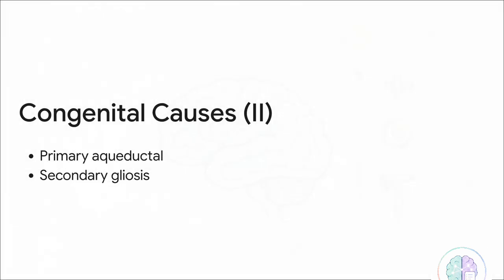Moving right along to our next set of congenital causes, we look at issues with the aqueduct. We need to clearly distinguish between 2 things here. First is primary aqueductal stenosis. This is a congenital, structural narrowing that usually presents in infancy. It's super rare to just suddenly discover this in adulthood. Contrast that with secondary aqueductal gliosis. This is actually a scarring or narrowing that is completely secondary to an event in the womb, like a severe intrauterine infection or a germinal matrix hemorrhage that occurred while the fetus was still developing.